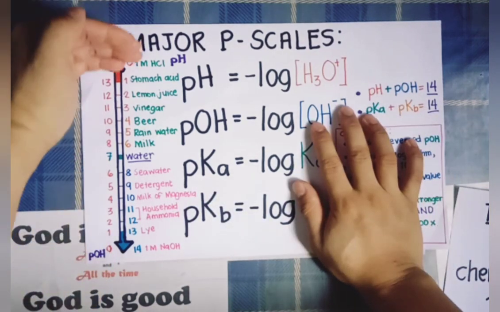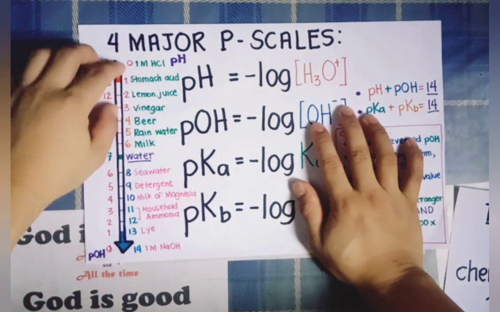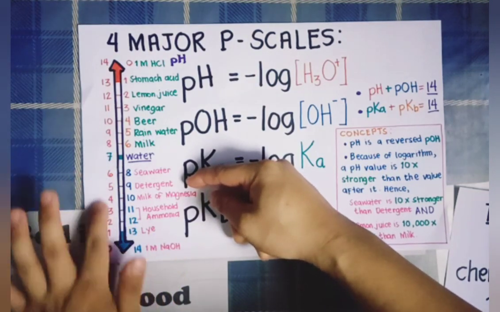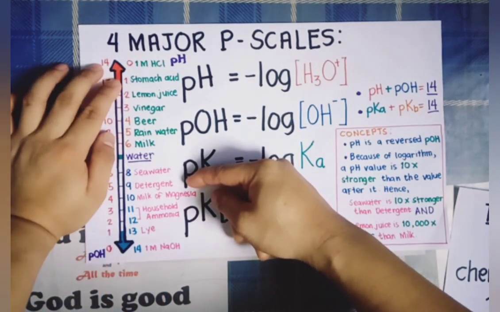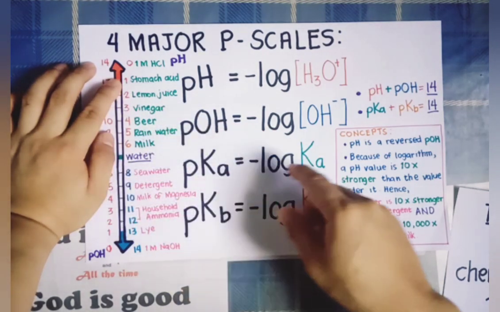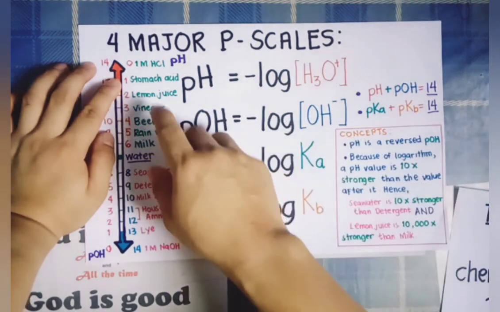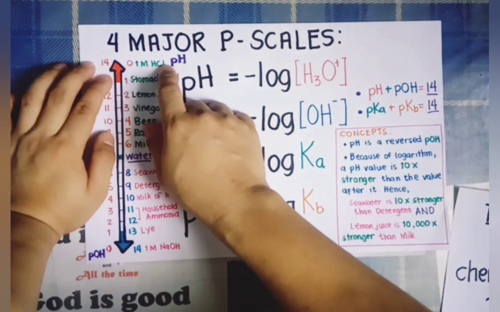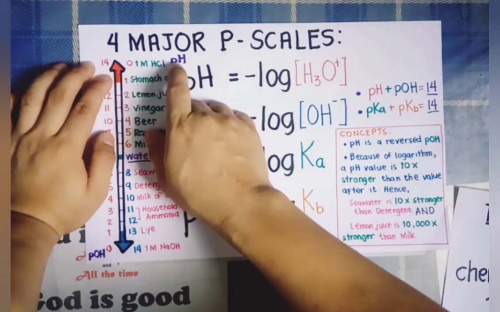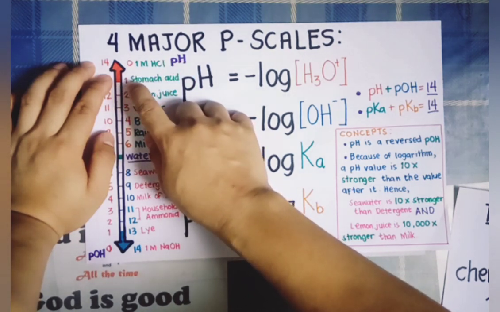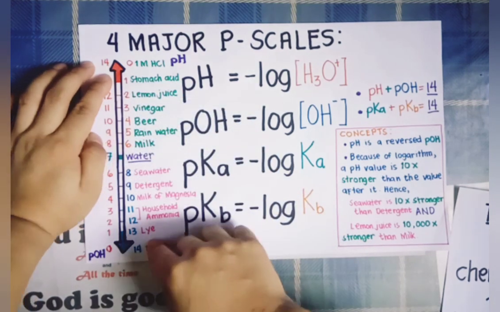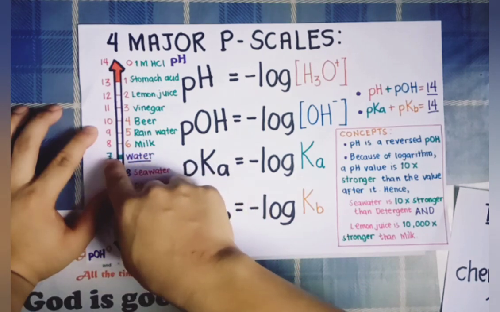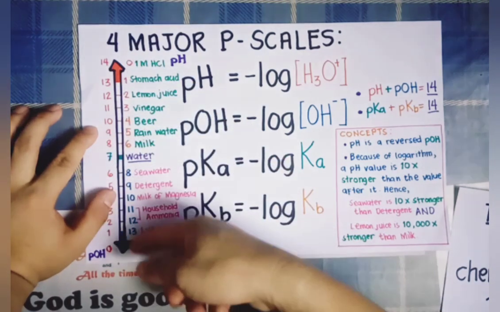Okay, so we have here the pH scale. For the right part, we have here the pH scale. For the left part, we have here the pOH scale. Now, as we mentioned earlier, pH is actually a reversed pOH. Like for example here, one example of a substance that has a pH of 0 is 1 molar hydrochloric acid. Okay, and a substance that has a pH of 1, an example of that substance is stomach acid, and so on and so forth. As we have noticed here, water has actually a pH of 7. It is actually in the middle of our pH scale.